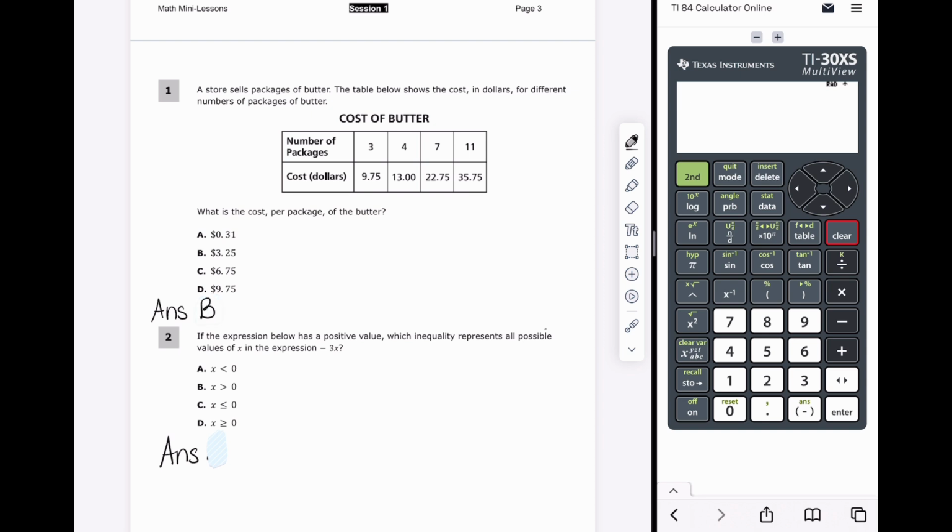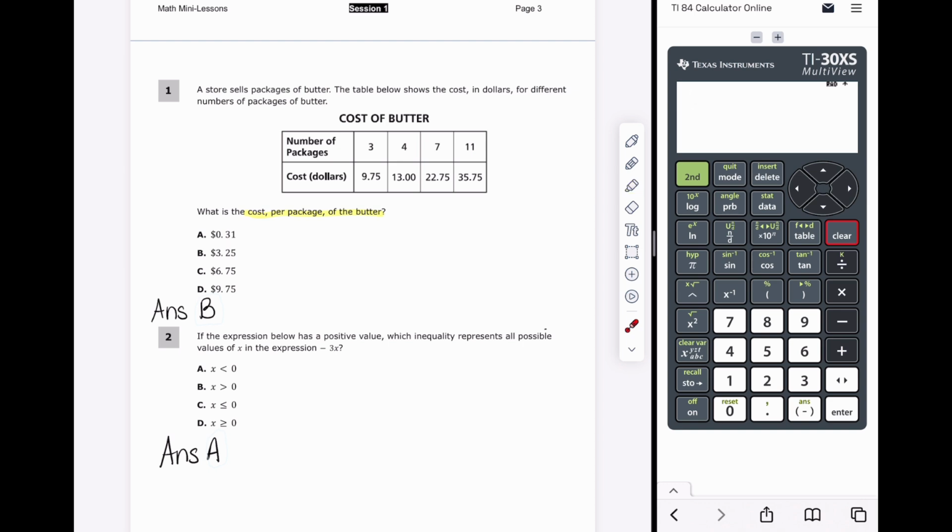Questions 1 and 2, the answers are B and A. All right, so let's see if you're staying on. Let's go through number 1, which is an RP problem. A store sells packages of butter. The table shows the cost in dollars. What is the cost per package? That's what we need to find.